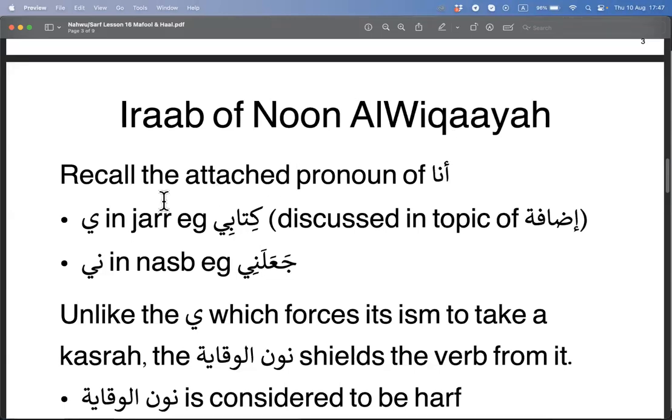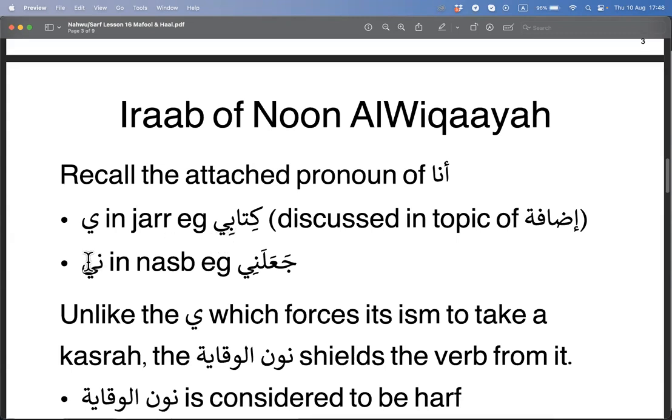We learn that ya, when it's jar, when ana, you put with an ism, becomes mudhaf ilaihi, right? So it's jar, and it becomes my book, my something, right? And it forces the ba here, even if you want to say kitabu, it forces the ba to get a kasra. It will always become kitabi. It will always be Rabbi. You never have Rabbu. Cannot do that. It forces whatever the haraka is on the last letter of the ism to get a kasra.